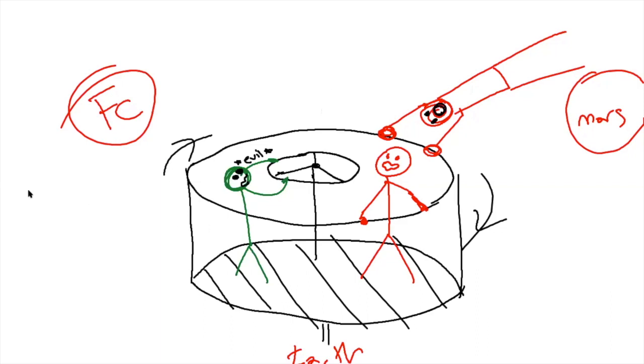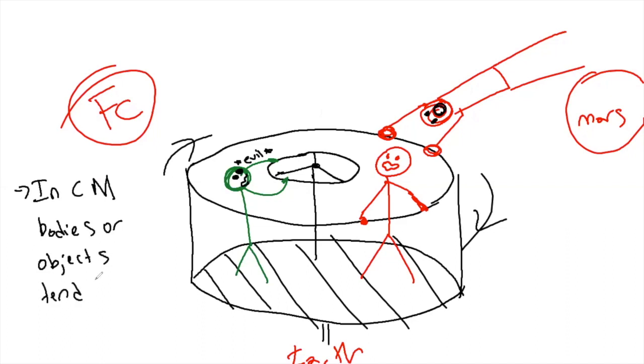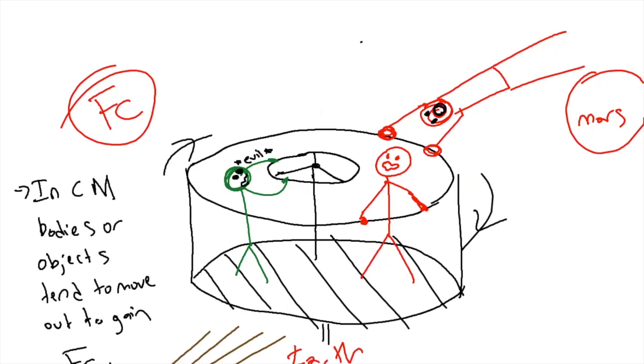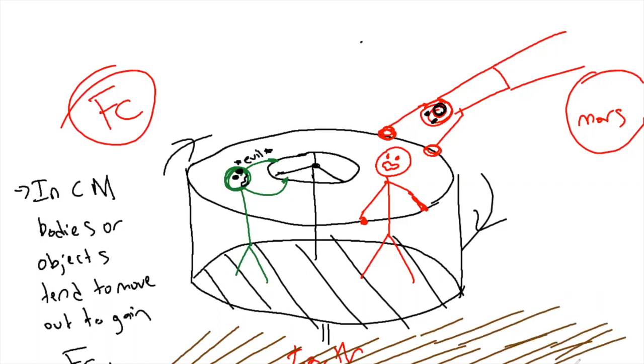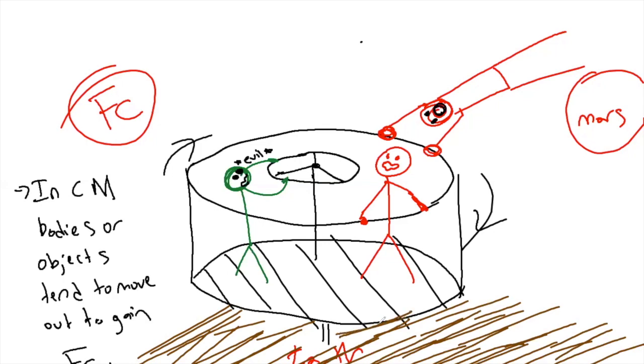So just to recall, in circular motion, bodies or objects tend to move out to gain the centripetal force. And that's why this is happening over here. I hope this clears up the way centripetal force works. You're not supposed to know the physics behind how this ride works, but for some people, like my teacher, he almost lost his life and only then he understood what centripetal force is.